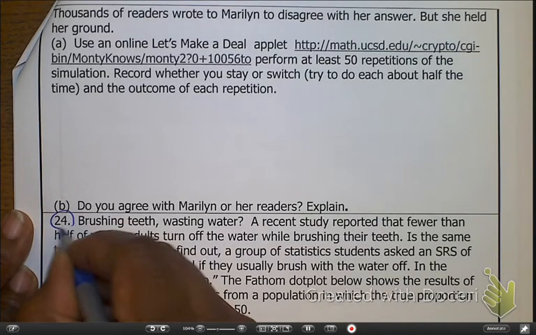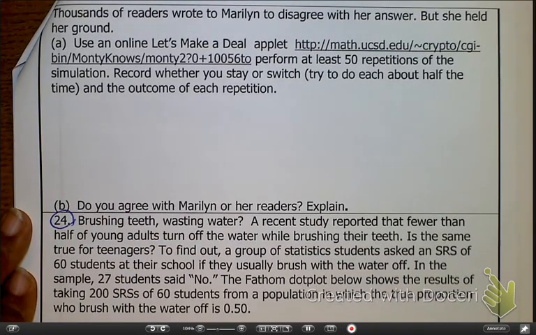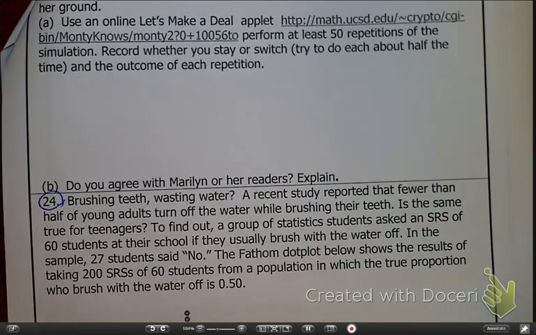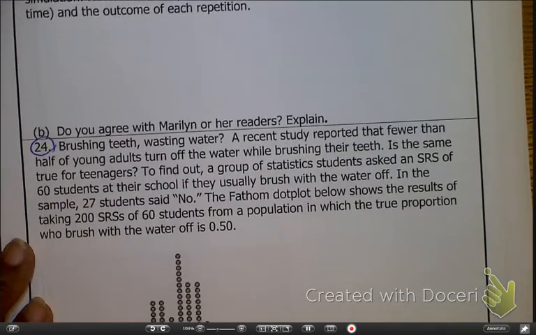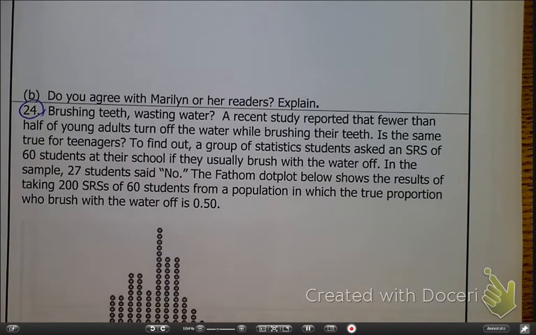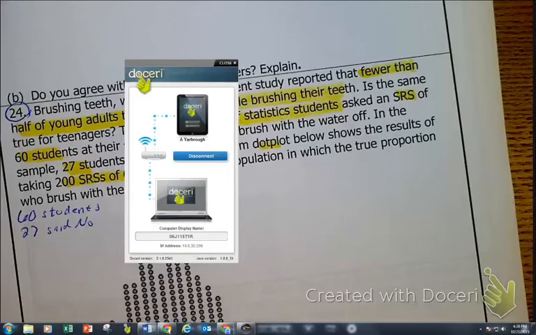But I do want you to do number 24, and we're going to do that together. And as I do number 24 together, then you're going to go and do your homework. So take a minute to read this, and then we'll come back together after you unpause it.